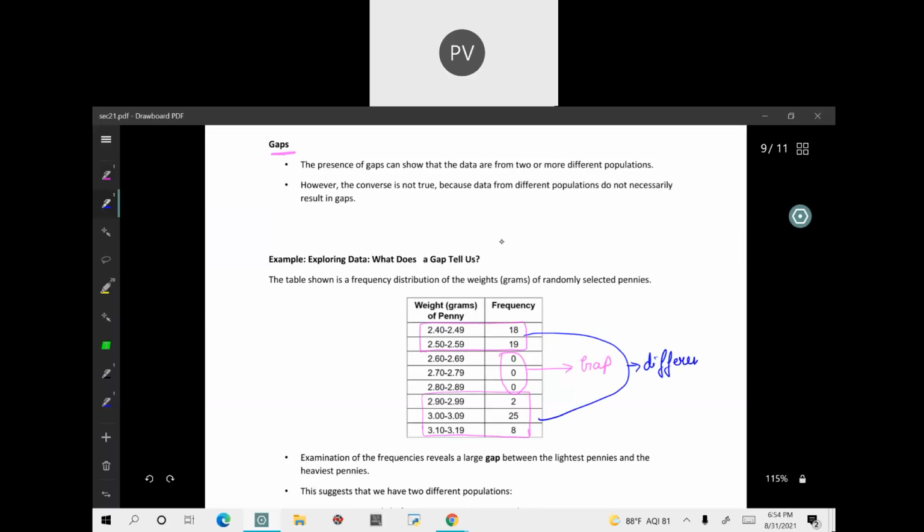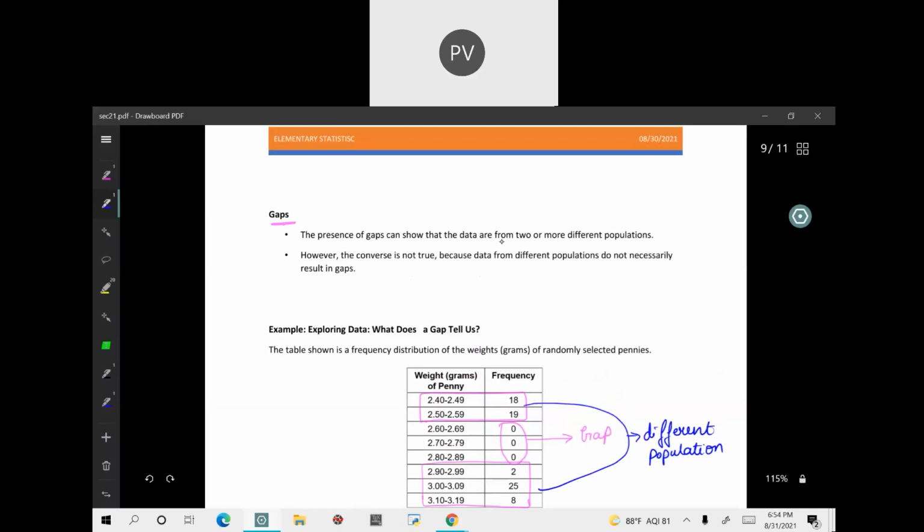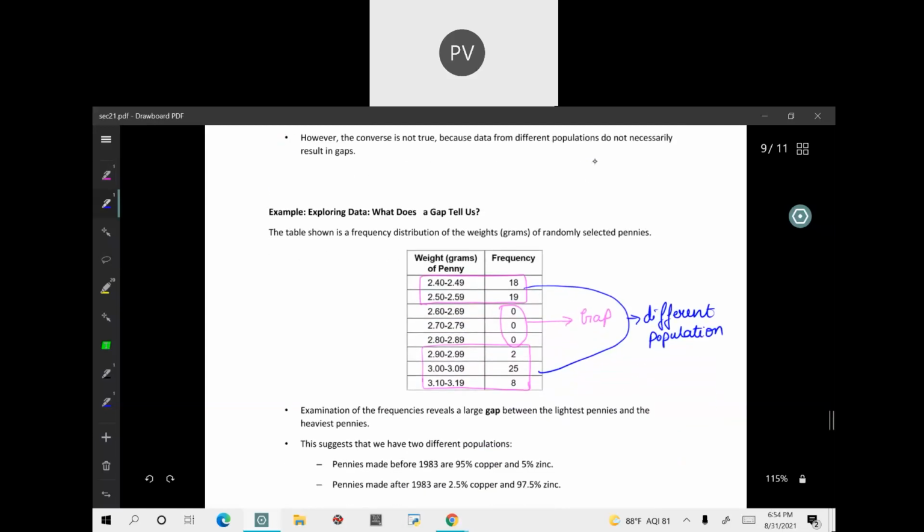So when there is a gap in the frequency distribution table, it means that there is data from different populations, from two or more. It can be two, or it can be three. It can be more than two. Fine.